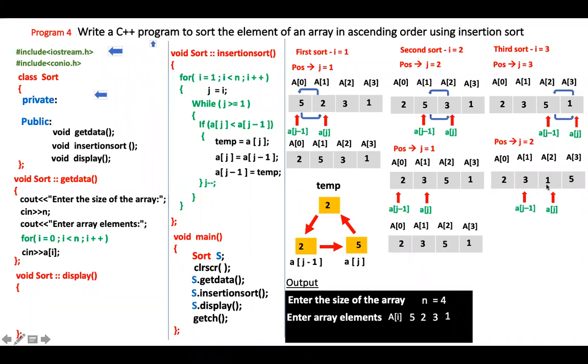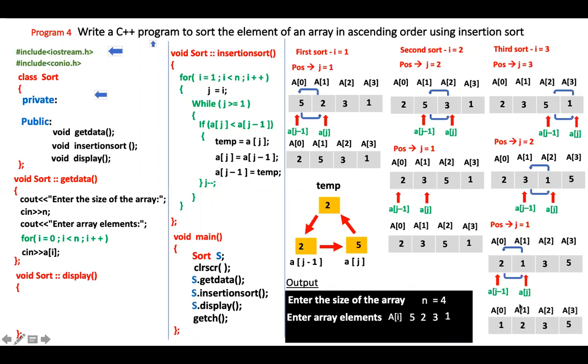Now again it will compare whether 1 is greater than or equal to 3. Yes, sorry, whether 1 is less than or equal to 3. Yes, it is less than 3. Then it will start exchanging. Then again the position of j will reduce because of j minus 1, so j becomes 1. Then a of j will be pointing to this memory location, and a of j minus 1 will be pointing to this. Again an exchange takes place. 1 will be transferred to the first location and 2 will be transferred to the second memory location, such that your final array will be in ascending order.